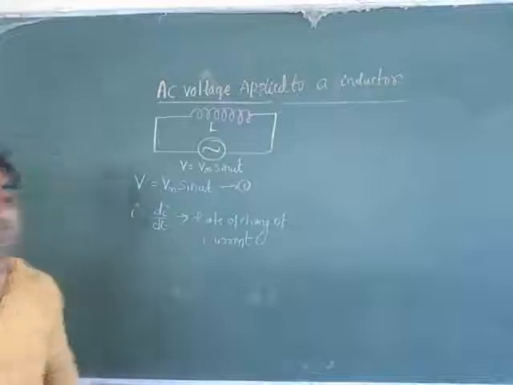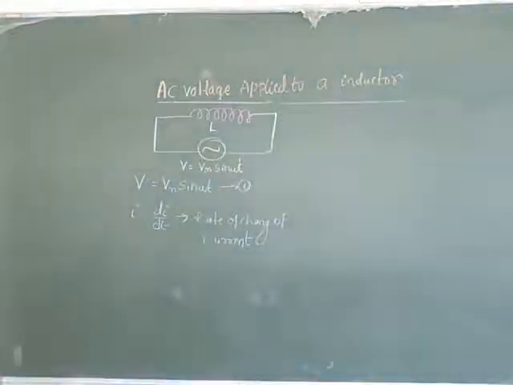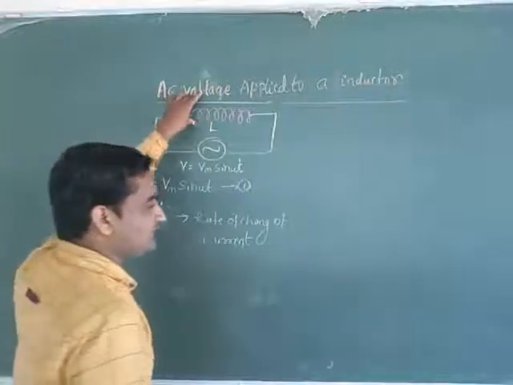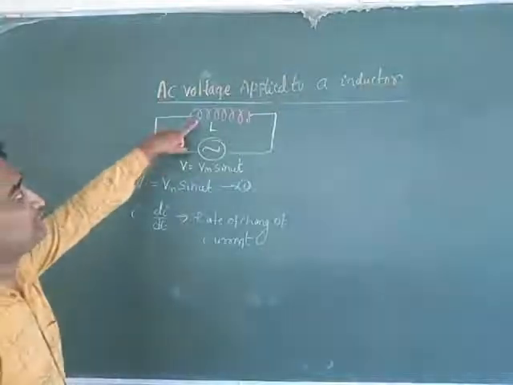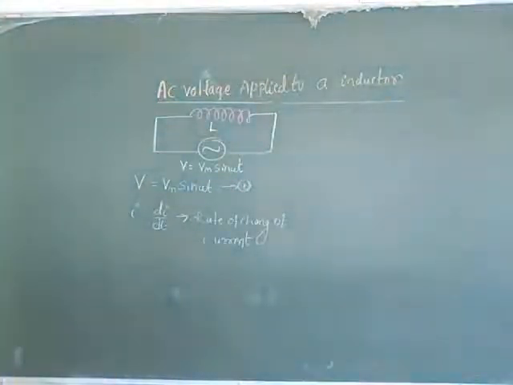So di by dt is the rate of change of current in the circuit. Whenever there is a change in the current in an inductor, an EMF is induced in it, right? Whenever there is a change in the current, the magnetic flux linked with the inductor changes, and an EMF is induced in it. Therefore, whenever there is a change of the current in the circuit, the EMF is induced in the inductor.